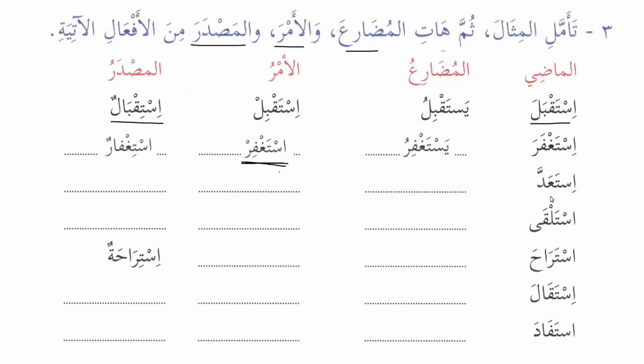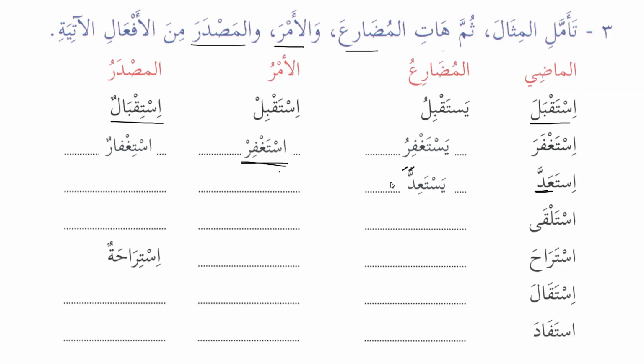Ista'adda means to get ready. And we know that whenever we have assimilation of the two letters, then some changes will take place. With the mudari, it will be the same. Ista'adda, yasta'iddu. But fi'l al-amr, does anyone remember what change will take place over here? Ista'idda, excellent. Perfect, sister. So what happens basically, this dhamma changes into fatha.